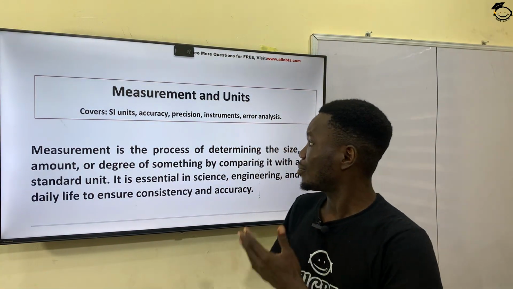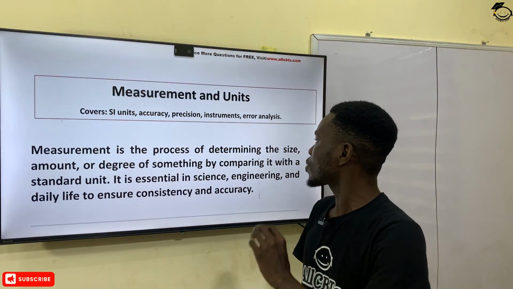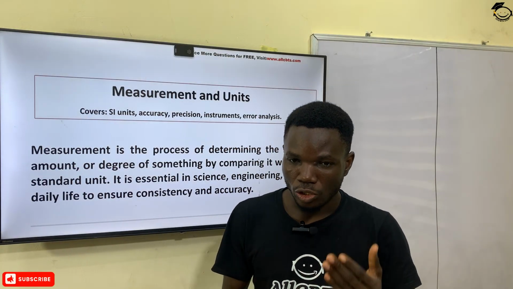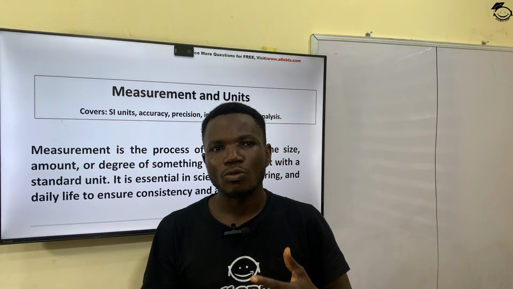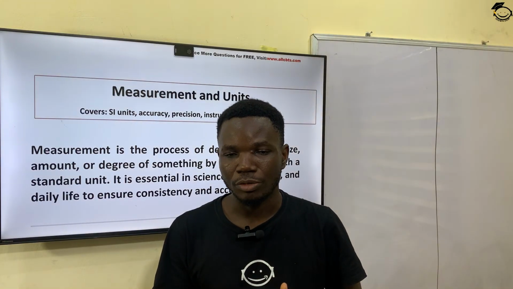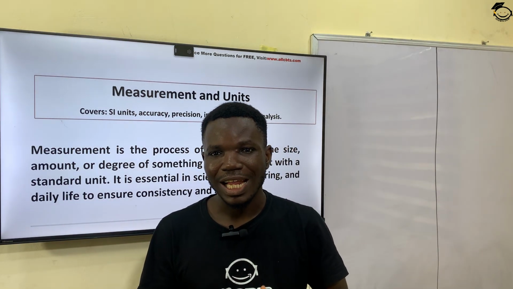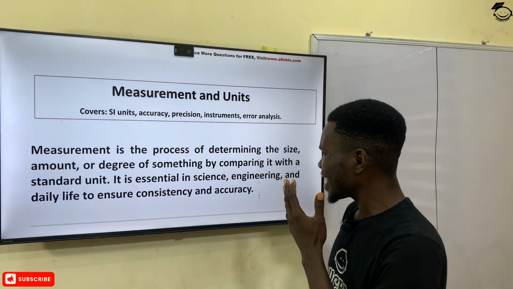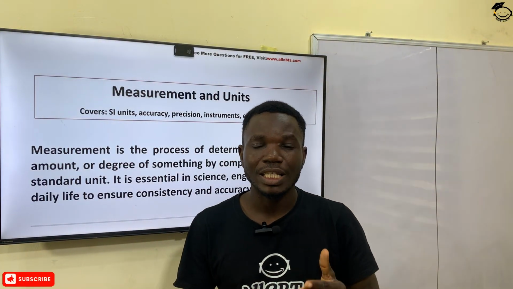What is measurement? Measurement is the process of determining the size, the amount, or the degree of something by comparing it with a standard unit. It is just talking about the size, the amount. So for measurements to be precise and very correct, there has to be a comparison. You have to compare it with something else that has a standard unit. Measurement is essential in science, and it is very, very important in our day-to-day life.